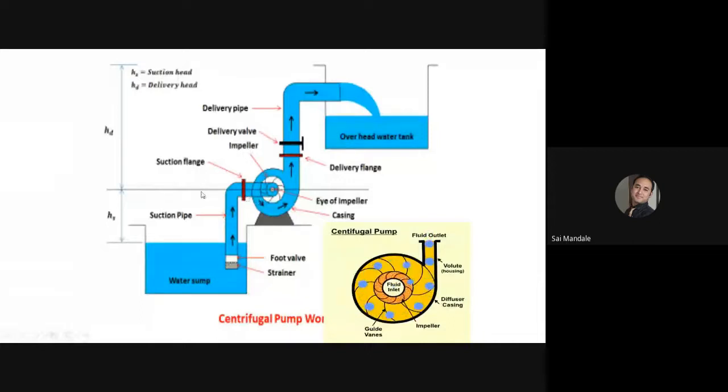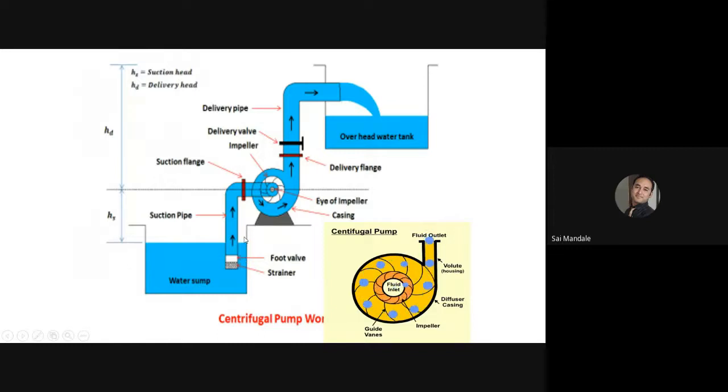Here the water has to come into the casing. It has to pass through the strainer and the footwall. The strainer is nothing but a filter. It prevents the impurities from coming into the suction pipe. Strainer is just like a grid. In Marathi we call it jaali. The strainer is one type of filter which prevents the impurities from entering into the suction pipe.